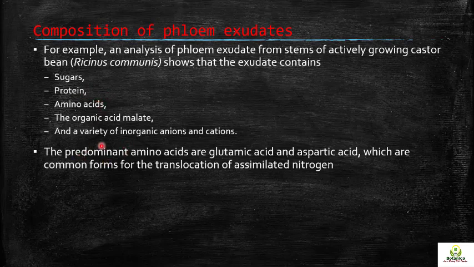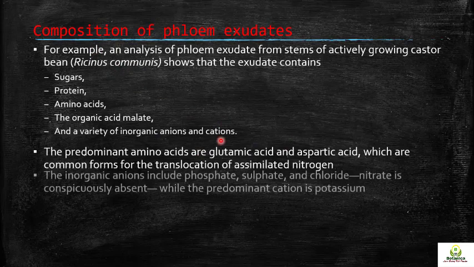So the predominant amino acids which are transported in the phloem from source to sink are glutamic and aspartic acid, which are common forms for the translocation of assimilated nitrogen. Whenever nitrogen is assimilated into a protein or an amino acid, mostly it is assimilated in the form of glutamic or aspartic acid, and then these two are transported along with the sugars to the lower parts of the plant where they are utilized.